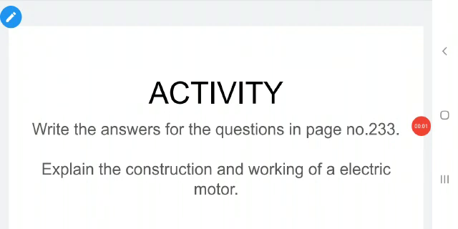Dear children, your activity for this class is to write the answers for the questions on page number 233. And the next one is to explain the construction and working of your electric motor in detail. So write this.